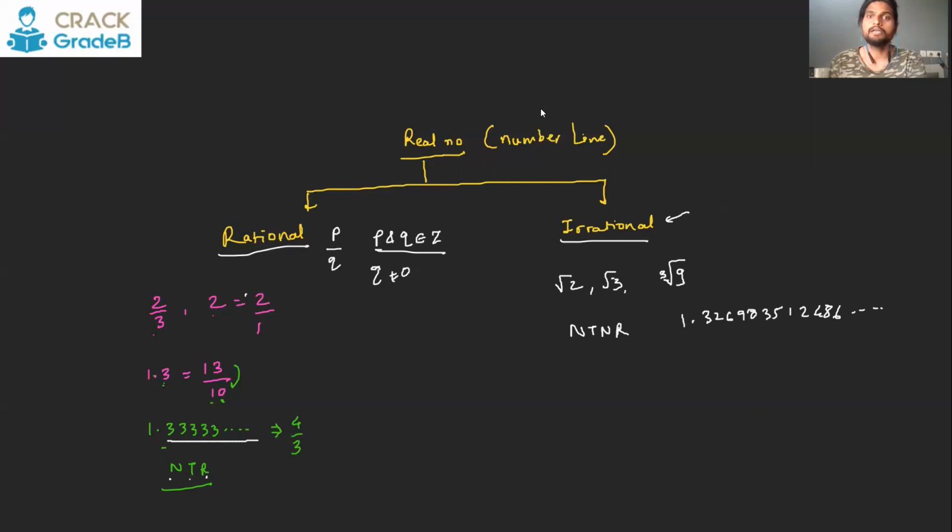Now, what about the number which we call pi? In mathematics, for calculation's sake, we say pi is 3.14 or 22 by 7. Now, 22 by 7 is already p by q, so that will be a rational number. But when we precisely say pi, pi is an irrational number, because 22 by 7 is the approximated value of it. The actual value of it is NTNR, a non-terminating, non-recurring number.